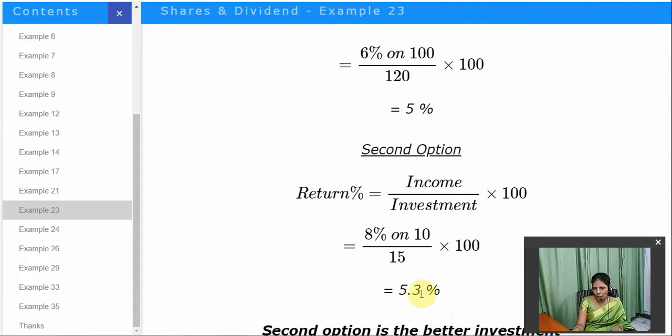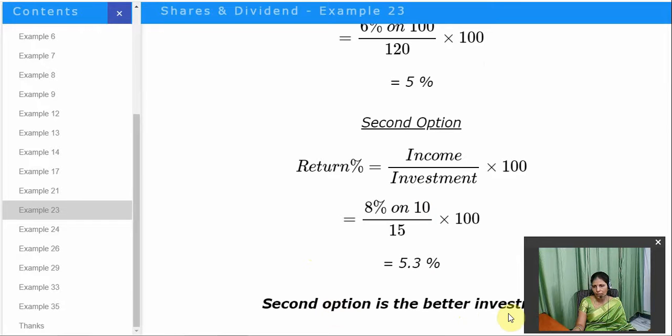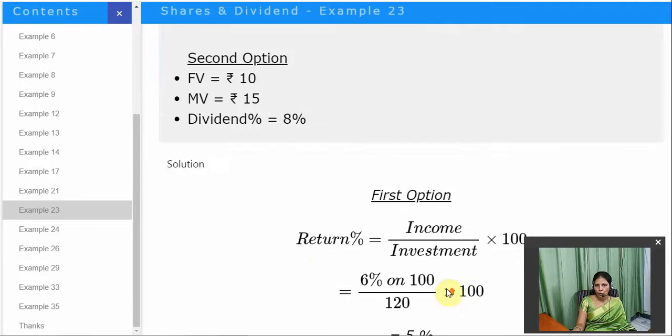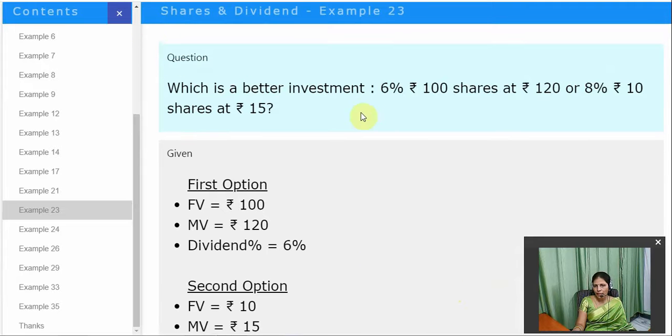This 5.3 is your return, you are getting more return, right? So investing in this second option is your choice, it will be your best choice. So the second option is a better investment. So to find out which is a better investment, you need to find out what is your return percentage from the first company and what is your return percentage from the second company. Compare both, and the company from which you are getting more return, that is your better investment. Right, now we will go to the next sum.